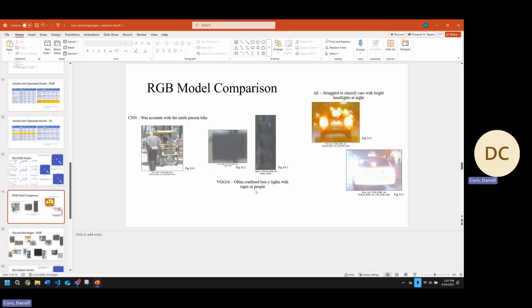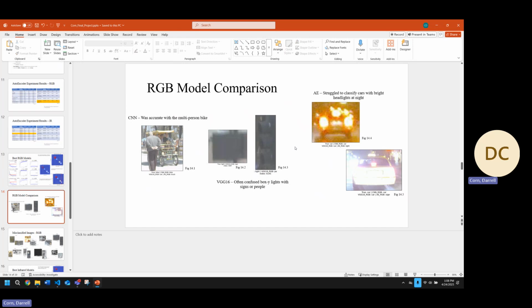And the VGG16, some things I noticed it was doing that the other ones didn't do as much, is that it often confused lights with signs or people. So this one could look like a sign that's just a black square. And I really thought these tall, long ones were people as well.